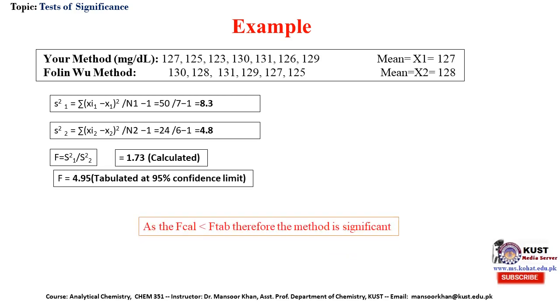As we know that F calculated is less than F tabulated, therefore your method is highly precise, your method is significant, and your method is acceptable. So this is the goal of the F test. This is how the F test can be applied for the significance of a method which is developed in the laboratory.